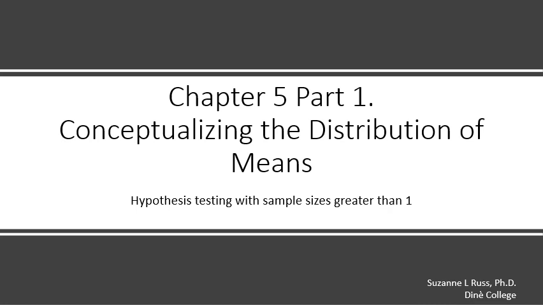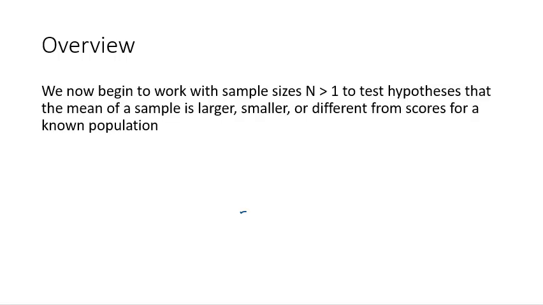So in this example, we're going to conceptualize the distribution of means. This is part one of chapter five. In this chapter, we focus on hypothesis testing with sample sizes greater than one. We're now going to begin to work with sample sizes of greater than one to test hypotheses that the mean of a sample is larger, smaller, or different from scores for a known population.